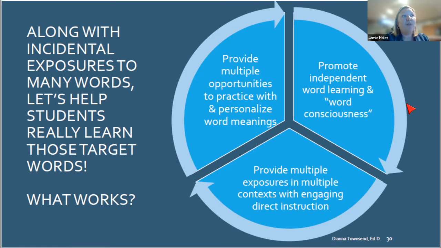Providing multiple opportunities to practice and personalize the meaning of the words. Invite students to have that word consciousness about them. So looking at the morphology of the word, the root word, where else have you heard it? What does it sound like? Where else might you hear it? And then provide multiple exposures in multiple contexts for our students.